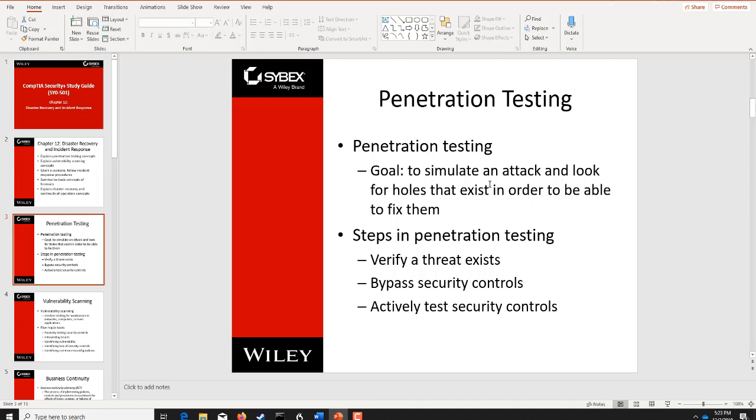we look at the steps in pen testing. We have to identify or verify that a threat exists, to see if there's a bypass of security controls, actively test those controls against that threat, and document it. And that last step, documentation, is probably one of the most important that's out there.